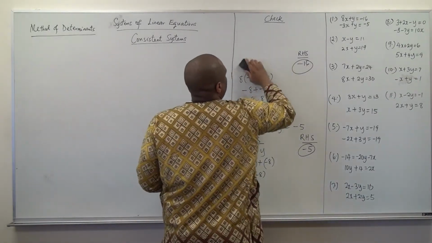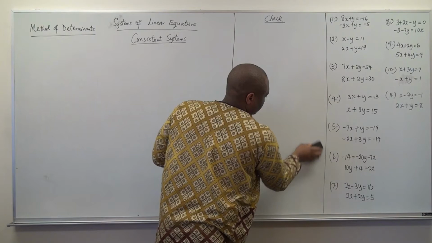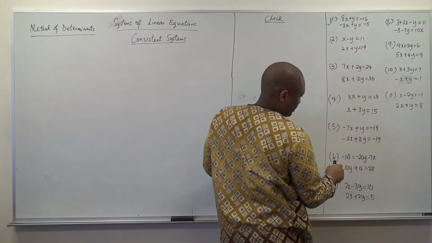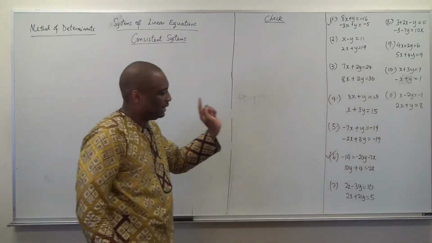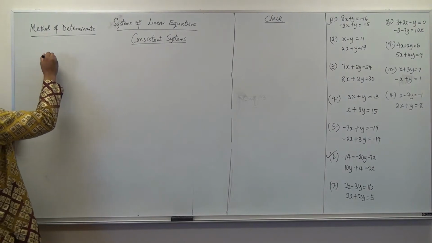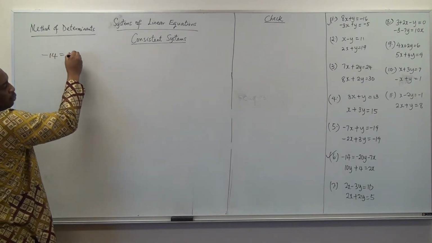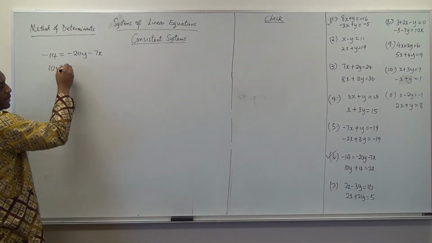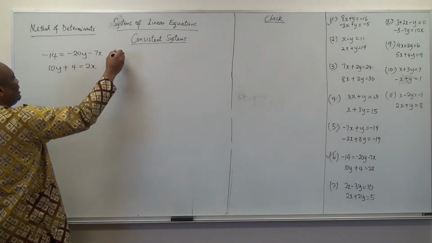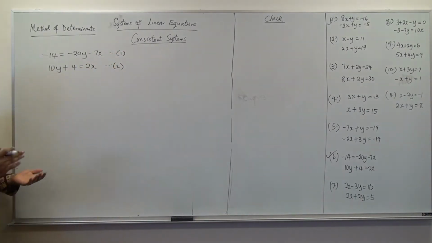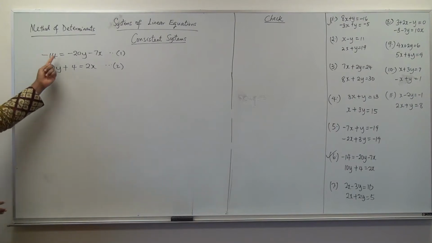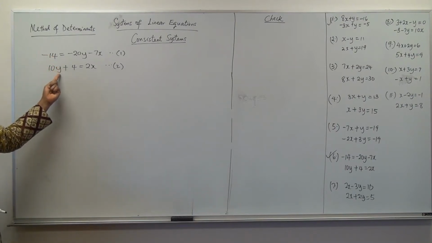We just did number 1. Let's do number 6, whereby it is not set correctly. Negative 14 is equal to negative 20y minus 7x, and 10y plus 4 equal to 2x. You can call this equation 1 if you want to, equation 2. It doesn't really matter. Now, if you look at this, this is not well arranged. Remember I said it should be properly aligned. It is not aligned. You see, this is a constant, and this is a variable.